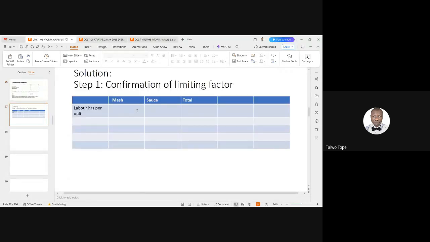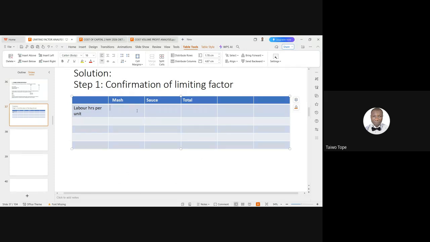So you have labor hours per unit. Let me just show it. 6 divided by 3 equals 2 hours. And for sauce, it will be 3 divided by 3, which is 1 hour. So the next thing is the sales demand. The sales demand we have given to us in the question. For mash, the unit is what?